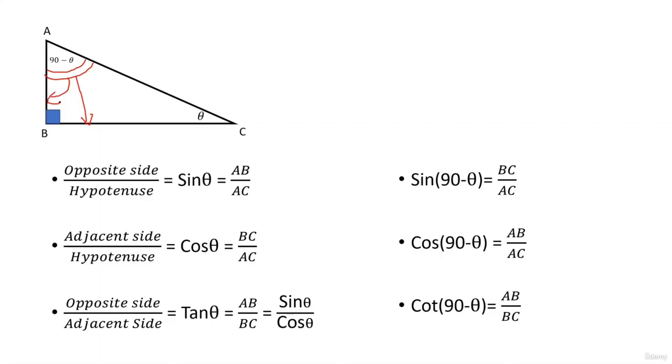What do we observe here? The value of sin theta was the same as cos of 90 minus theta. And the value of cos theta, BC upon AC, is the same as sin of 90 minus theta. So remember, sin of 90 minus theta is equal to cos theta, and cos of 90 minus theta is the same as sin theta.